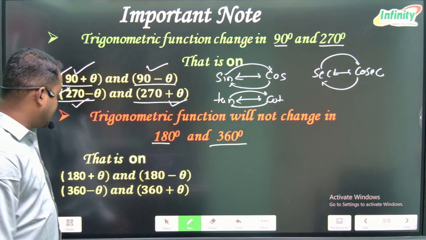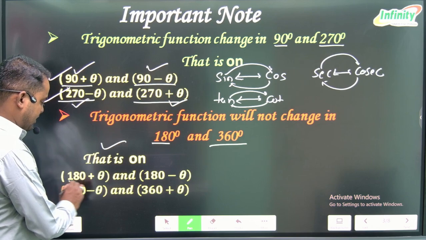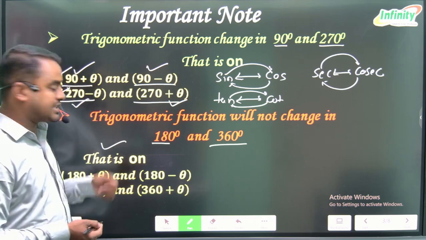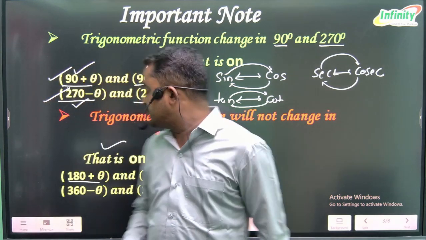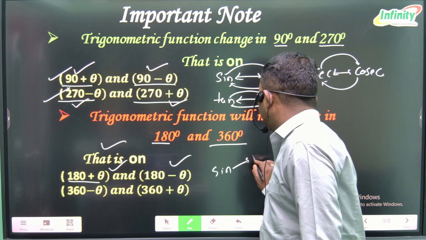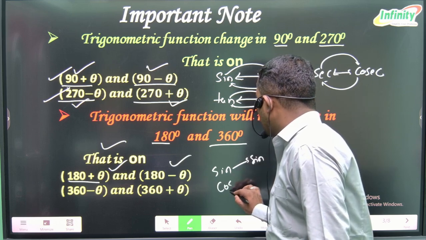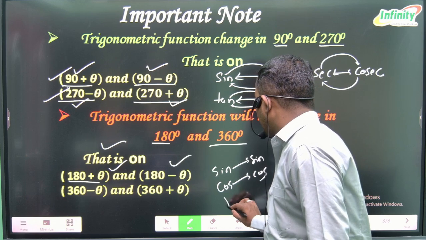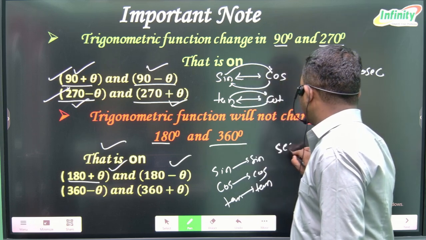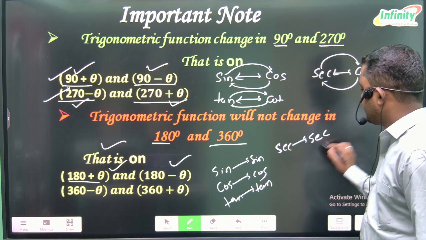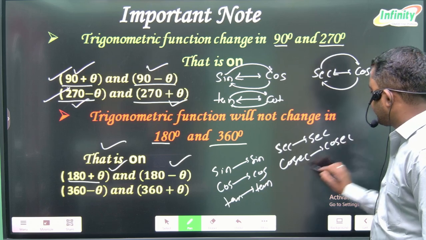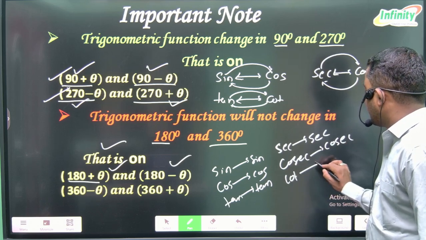Here there will be no change. Sine 180 plus theta means minus sine theta, because it lies in the third quadrant. For 180 minus theta, sine will be sine itself, cos changes to cos, tan changes to tan, sec changes to sec itself, cosec changes to cosec, and cot changes to cot itself only.